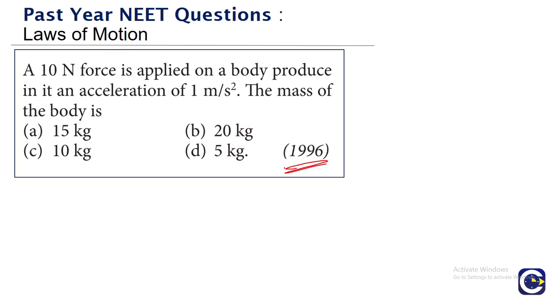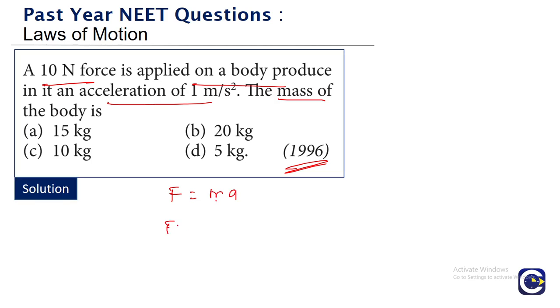Next we have an even more straightforward question. A force of 10 Newton is applied on a body to produce an acceleration of 1 meter per second square. What is the mass of the body? Okay, I think it can't get simpler than this. So what is the relation? Newton's second law, straight application, right? F is equal to M into A. So M is F by A.